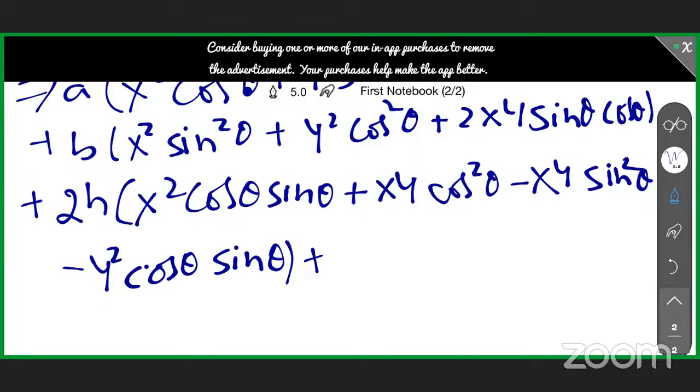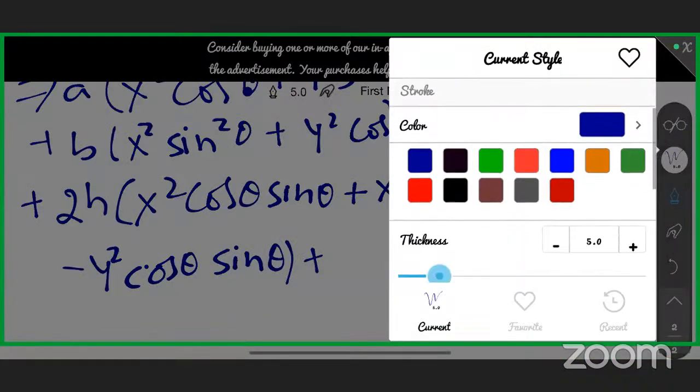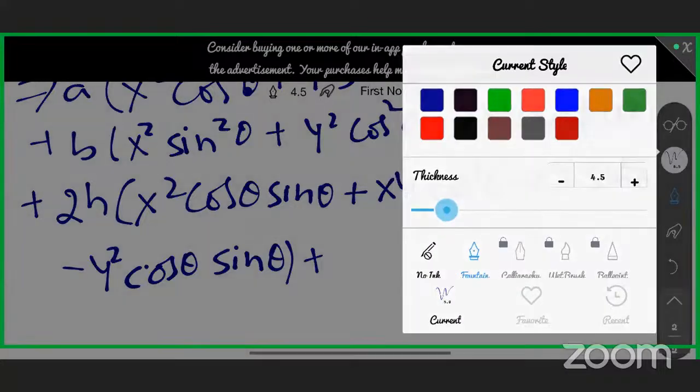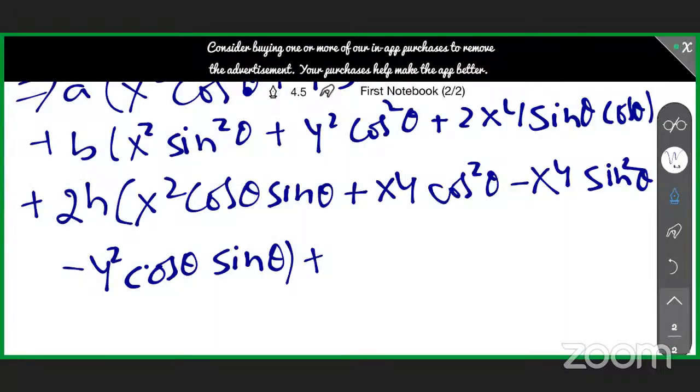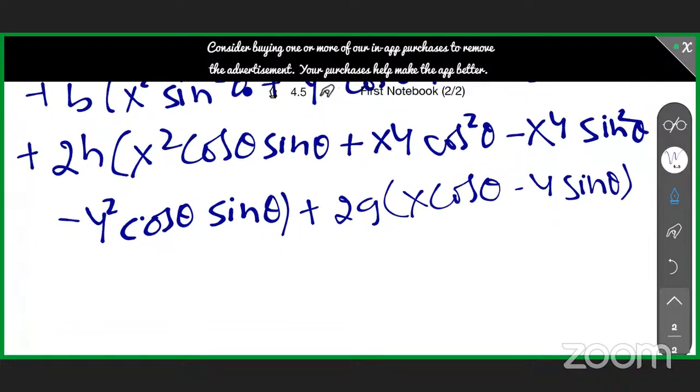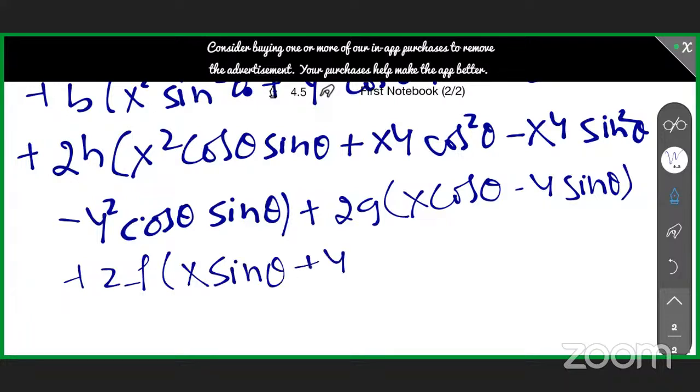Plus 2g into x cos theta minus y sin theta plus 2 into f into x sin theta plus y cos theta. Please do write along with me. Plus c is equal to 0.